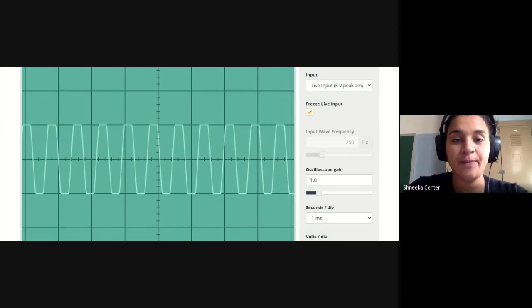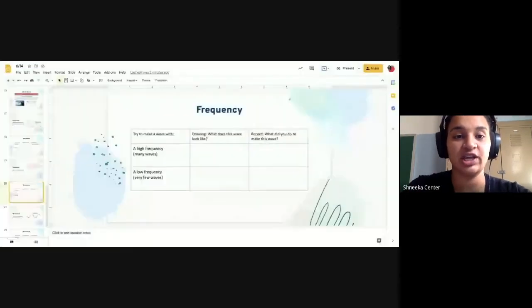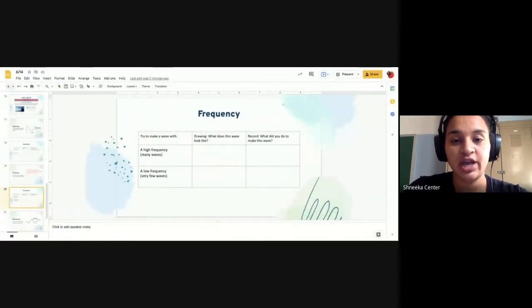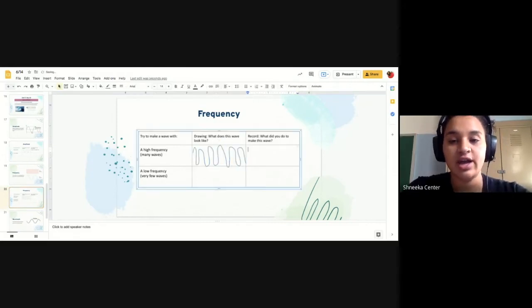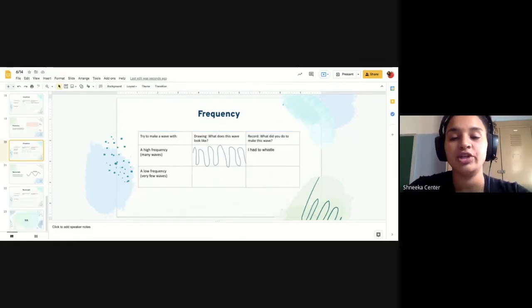So I'm going to go back to the slides presentation, click the scribble function, and then draw what my wave looks like. Doesn't have to be perfect, but as long as you know what you're drawing. And then record, what did you have to do to make this wave? I had to whistle. You're going to try to do the low frequency by yourself. When you're finished, let's move on to wavelength.